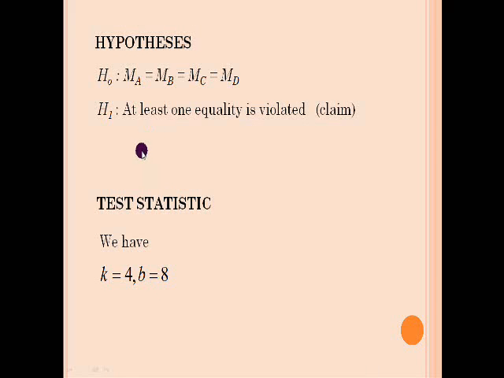The hypothesis H null: median A is equal to median B is equal to median C and is equal to median of D. For the alternative hypothesis H1, at least one equality is violated, which is our claim. We move to the test statistic. We know that K is equal to 4 and B is equal to 8.